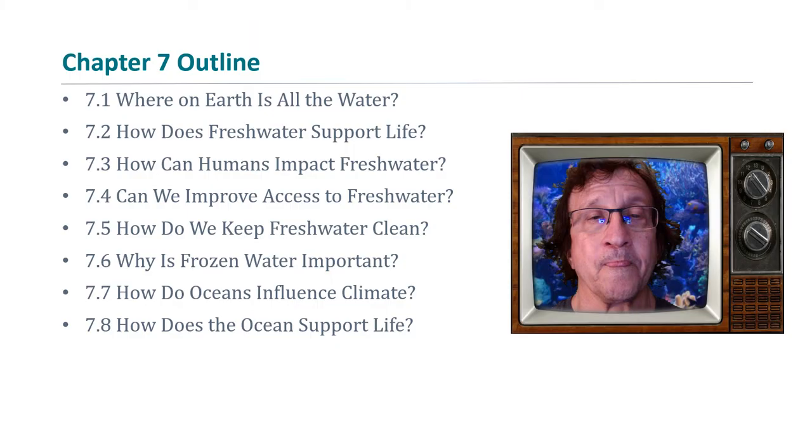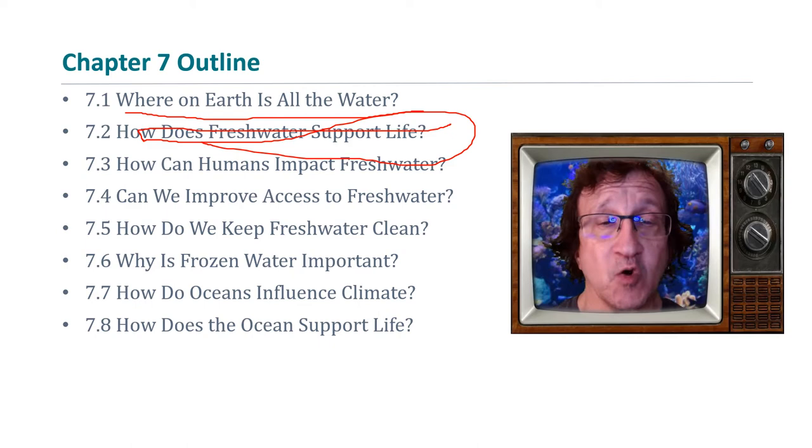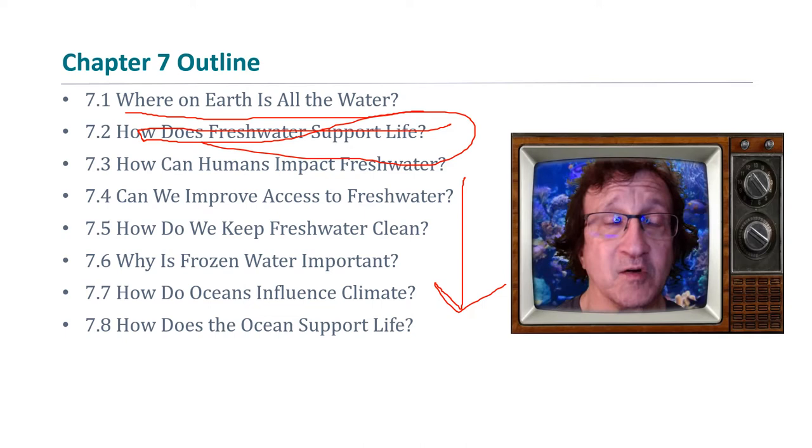So basically, we're going to be looking at where our water comes from, and then what type of water we are looking for. We see that fresh water is one of the most valuable water resources that we have, and yet there's so little of it available to us. And then we're going to look at what we do to it and how we affect our water quality.